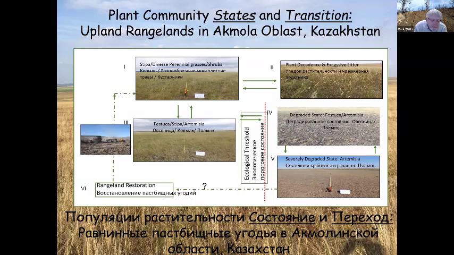We have seen pastures in Akmola that have been seeded with a native grass over there, crested wheatgrass, Agropyron desertorum, and that can have very good production potential, and they are resistant to grazing.